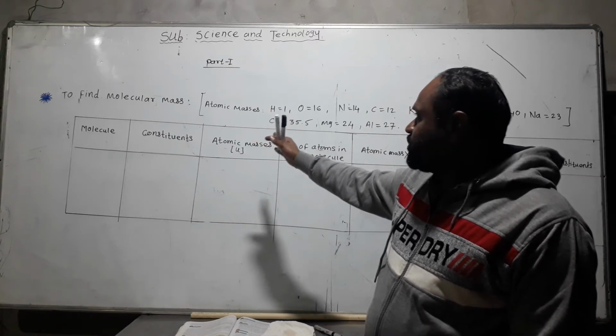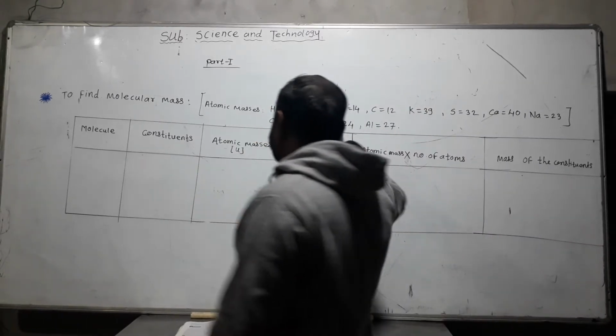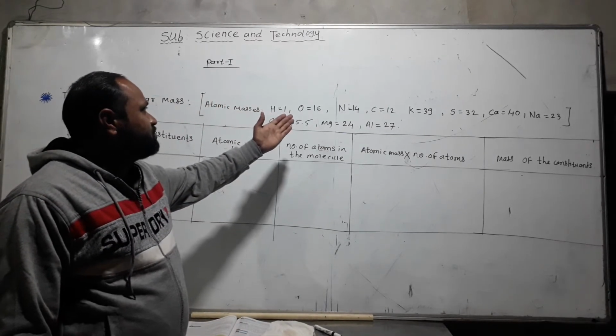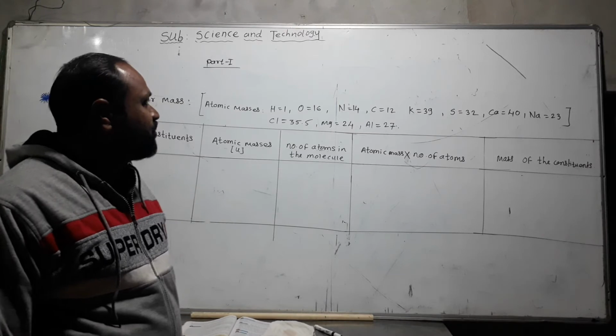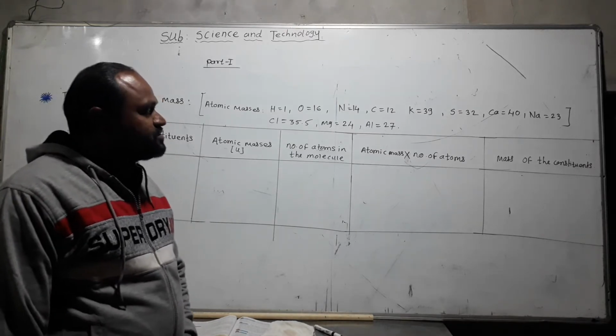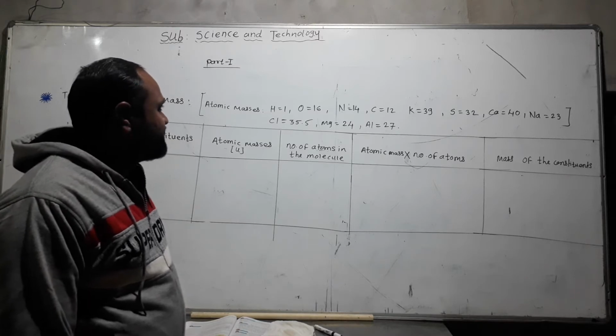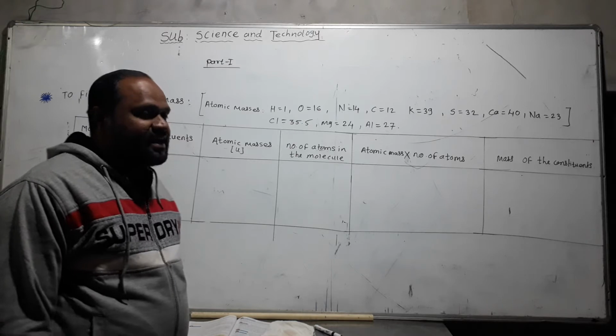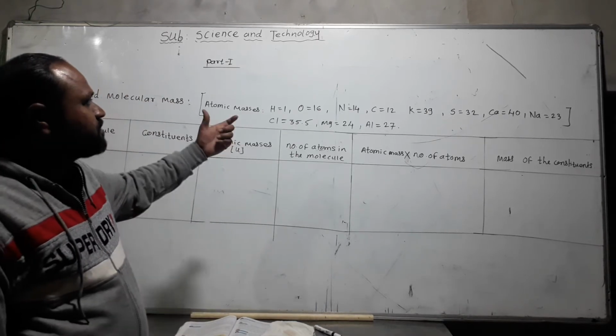We have to write here some atomic masses of elements. Hydrogen 1, oxygen 16, nitrogen 14, carbon 12, K 39, S 32, Ca 40, Na 23, Cl 35.5, Mg 24, and Al is 27. These are the atomic masses.